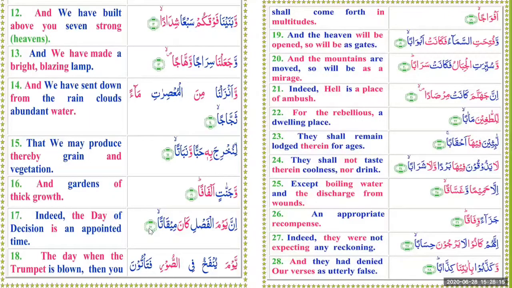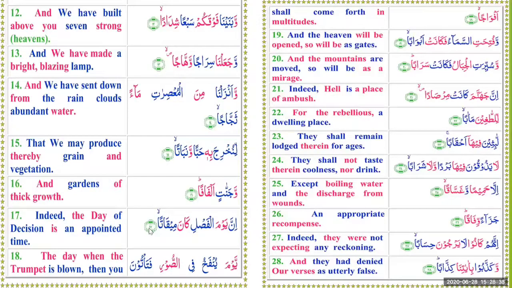Aiza, would you like to read 3 ayah, please? The meaning: and we have built above you seven strong heavens, and we have made a bright blazing lamp, and we have sent down from the rain clouds abundant water.